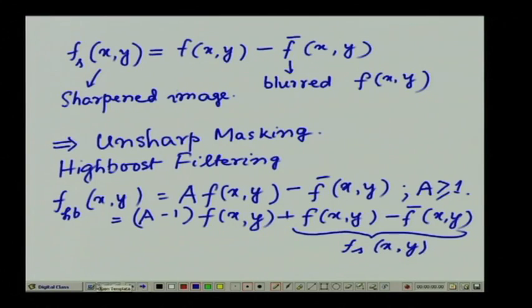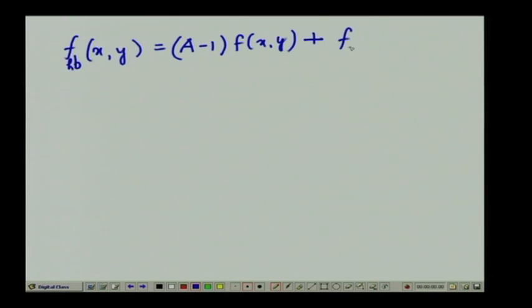So, the expression that I finally get for high boost filtering is f_hb(x,y) is equal to (A minus 1) f(x,y) plus f_s(x,y). Now, it does not matter in which way we obtain the sharpened image.